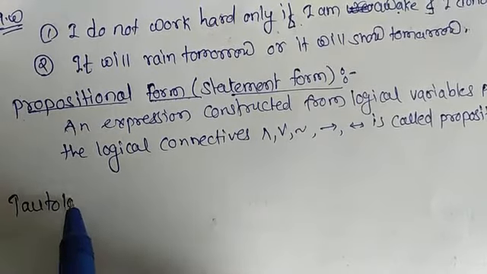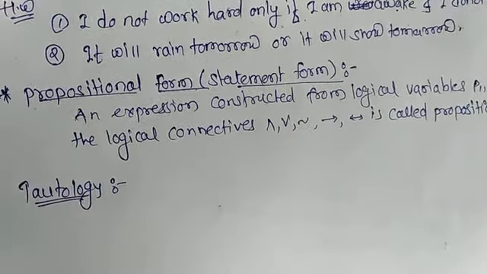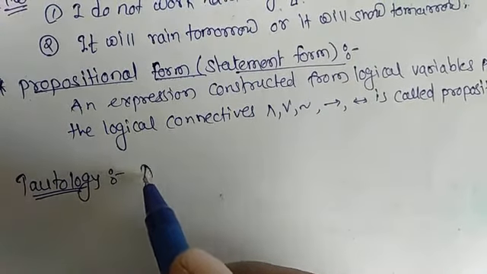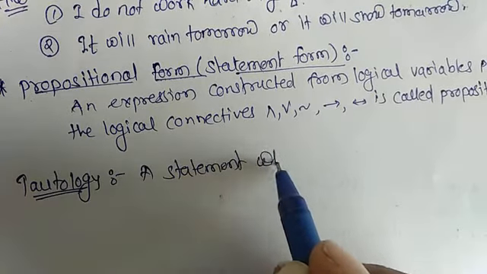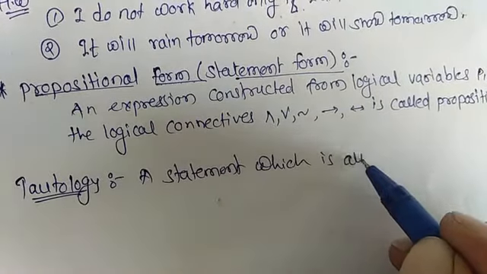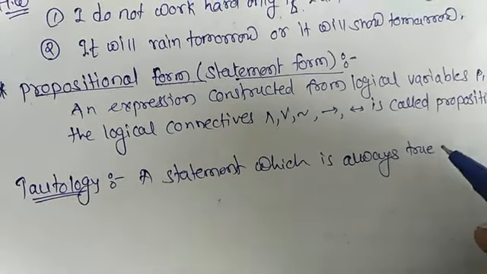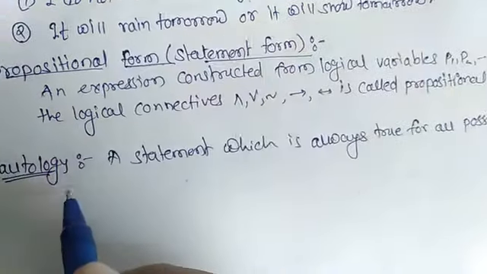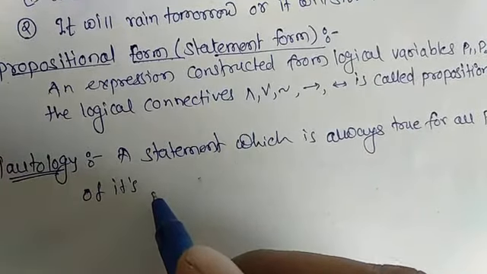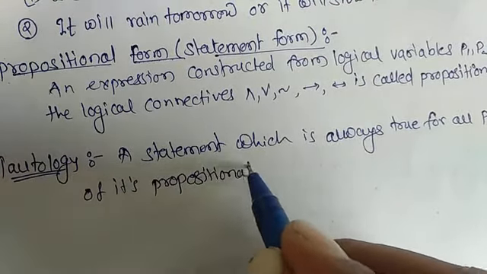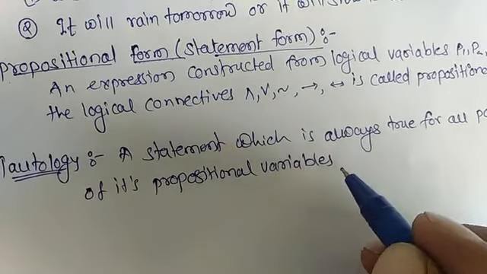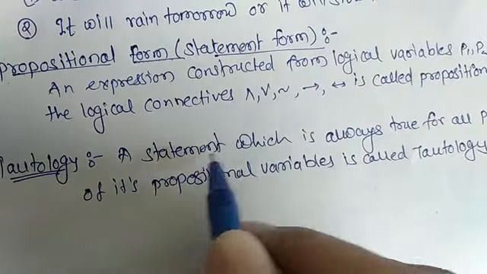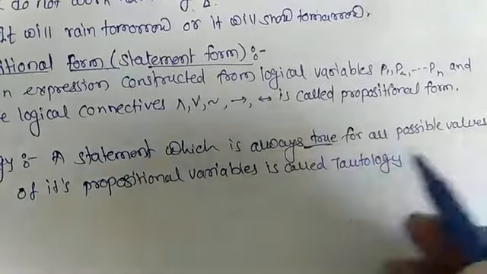Now, in propositional forms, the first definition is a tautology. We have to check whether the propositional form is a tautology or not, so for that we have to know what a tautology is. The definition of tautology is a statement which is always true for all possible values of its propositional variables. It is called a tautology.